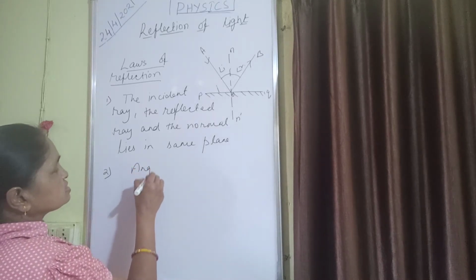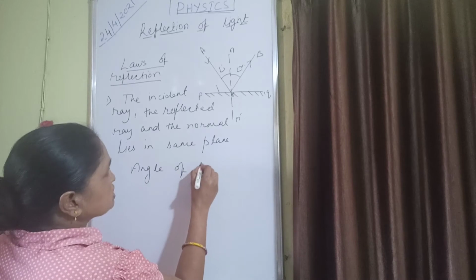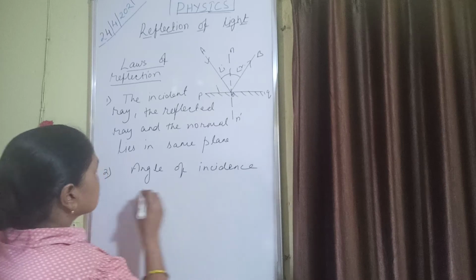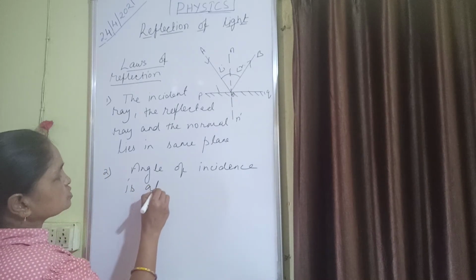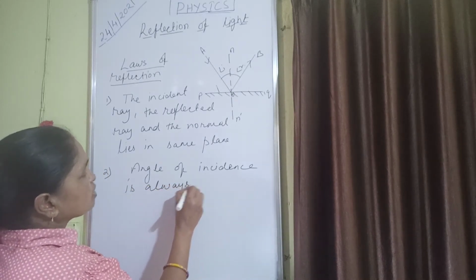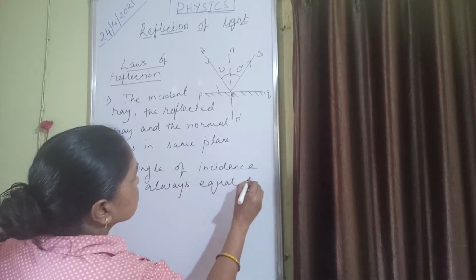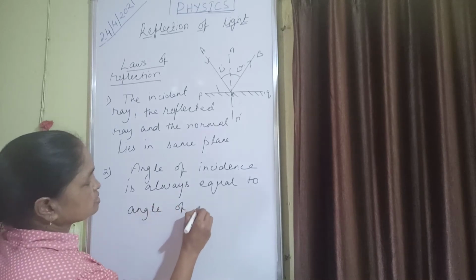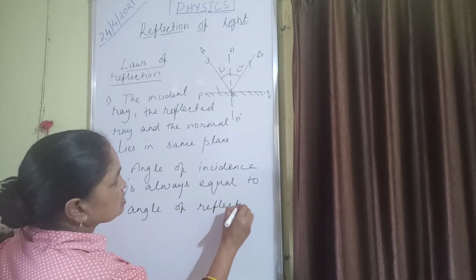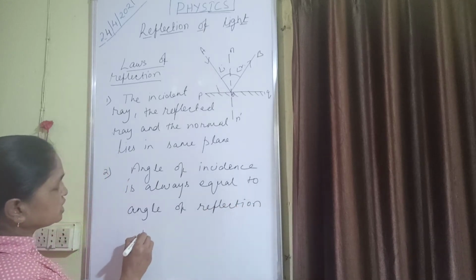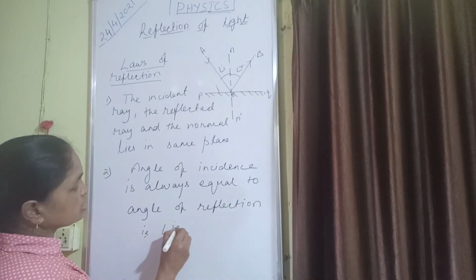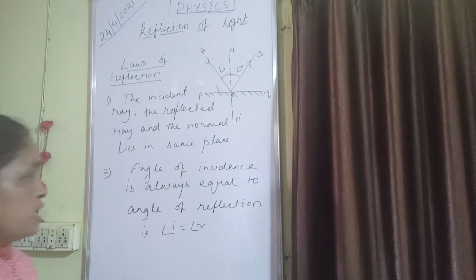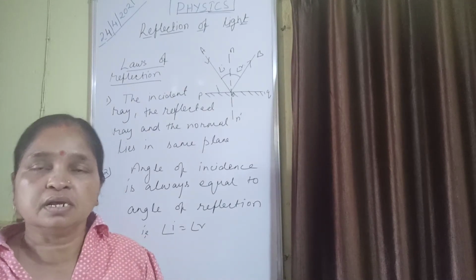And the second law is, angle of incidence is always equal to angle of reflection, that is, angle I is always equal to angle R. So these are the two laws of reflection, and this is followed whenever reflection takes place.